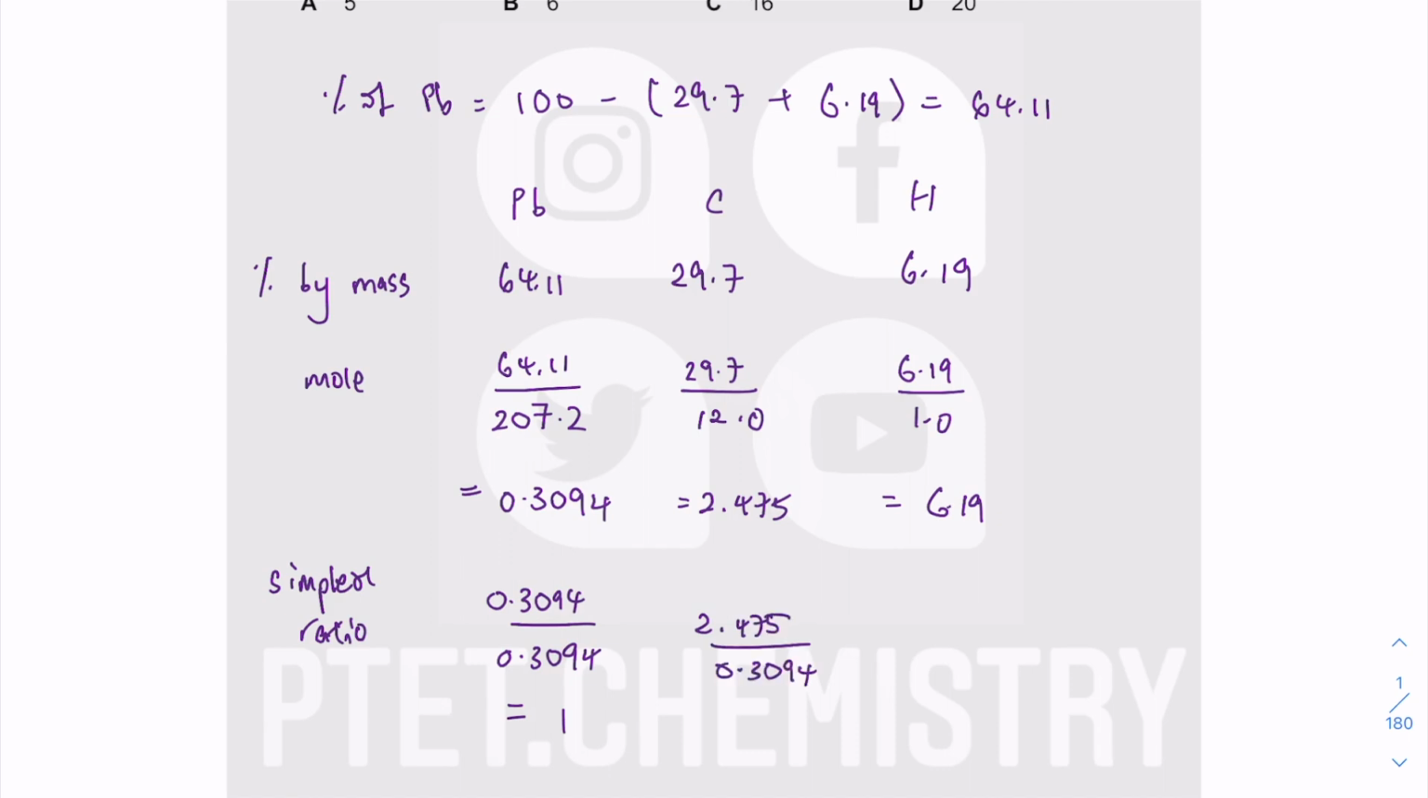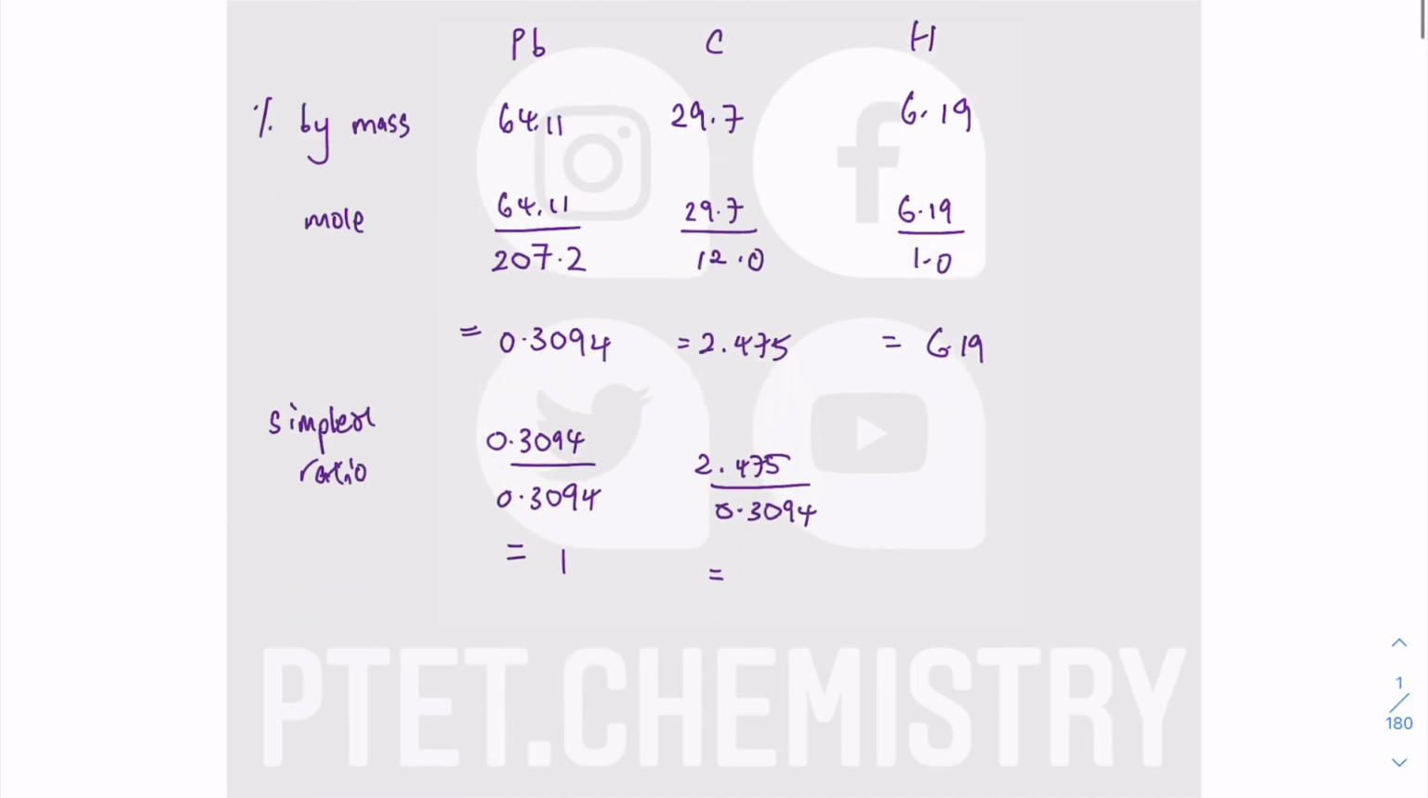And I can roughly see this being 8 because 8 times 0.3 is around 2.4. But anyway, let me just double check. It is indeed 8. It's 7.999, which can round up to 8. 6.19 divided by that should give me roughly 20, give or take, and it is indeed 20.0.